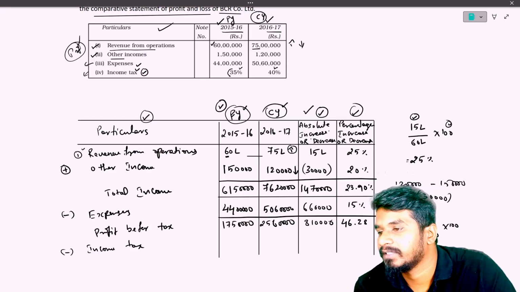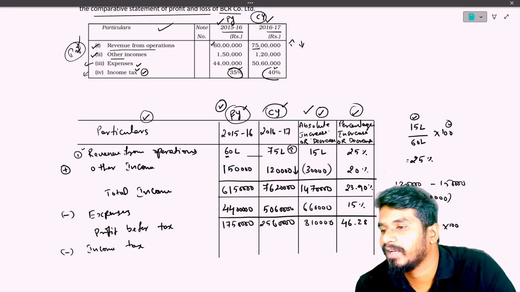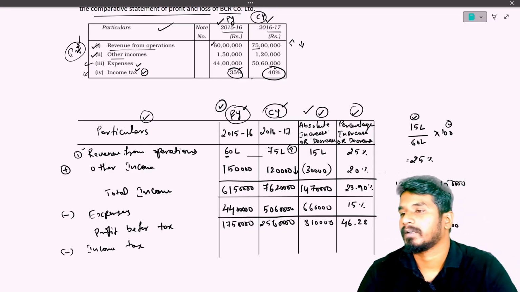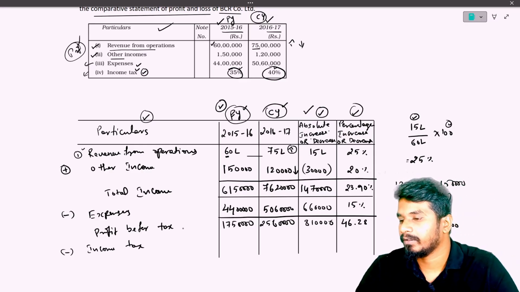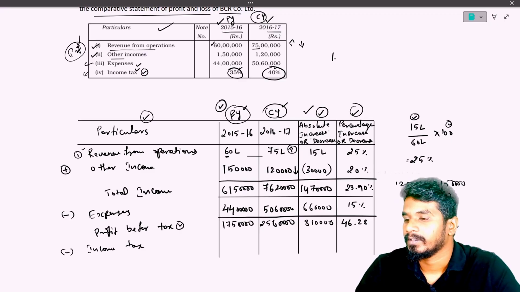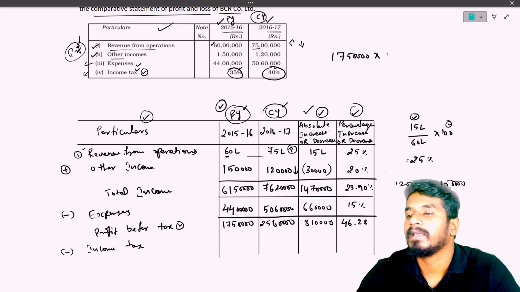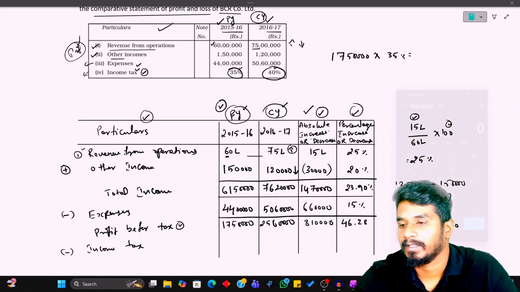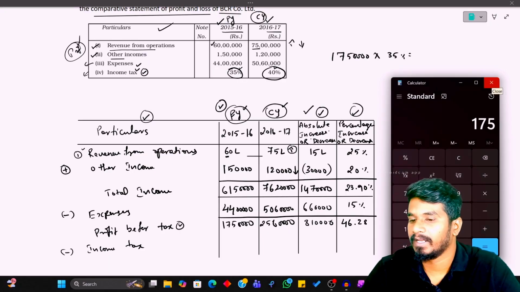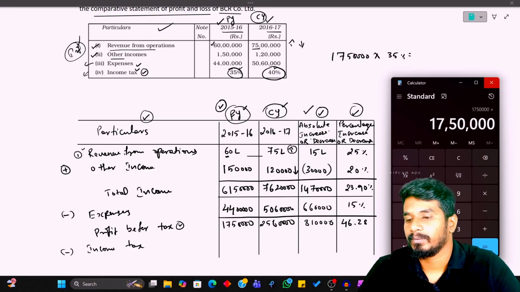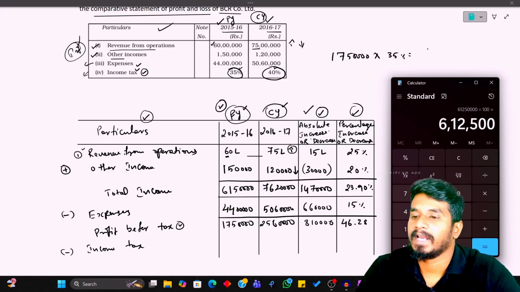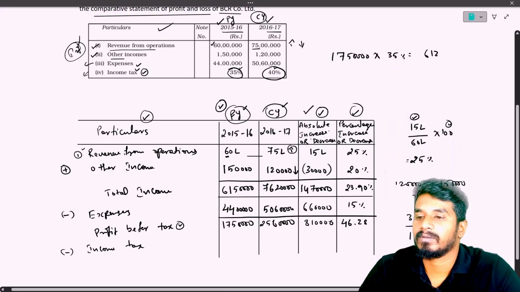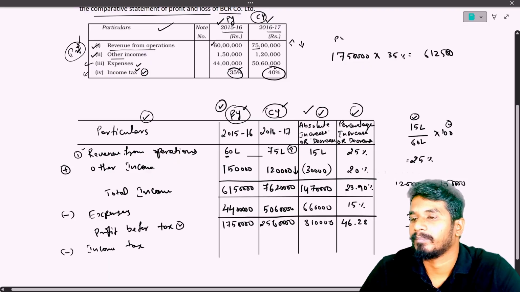So they have given in percentage, that is 35 percentage for previous year and 40 percentage for current year. So now we need to find out from this. So 17 lakh 50,000 is profit before tax. Out of this, we need to pay 35 percentage of tax. What is the amount? Directly, we will do the percentage. 17 lakh 50,000 into 35 divided by 100 equals 6 lakh 12,500 for previous year.